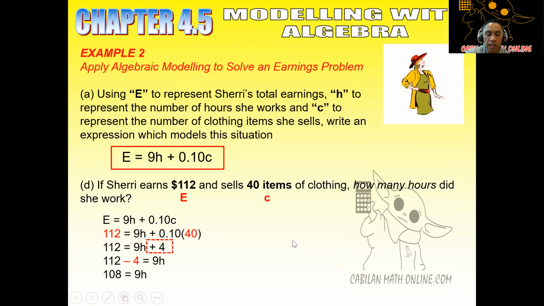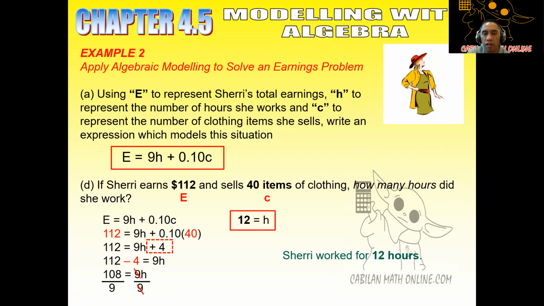And last but not least, we can now divide both sides here by the coefficient, which is the number attached to the H in this case. So we divide both sides here by 9. And that will give us a final answer here of 12 hours. So Sherry has to work 12 hours and sell 40 items of clothing to get $112.